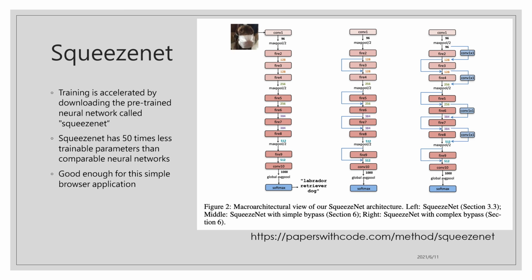And one of the CNNs is called SqueezeNet. Again, it's a subset of the neural network, a subset of deep learning. SqueezeNet is a pre-trained model that you can download and use.